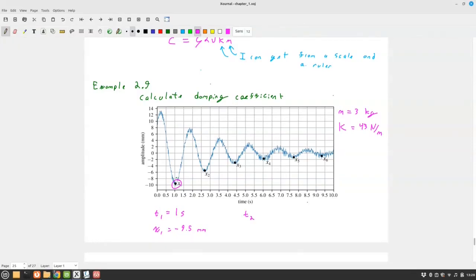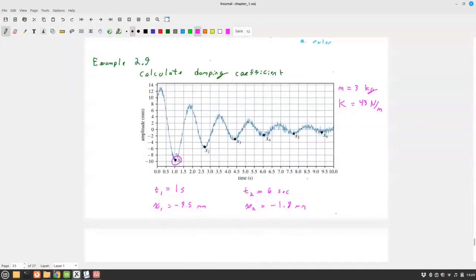And then t2, let's go ahead and take 4. That gets me out here. That gets me a number of iterations away, so I can average. And then let's say it's not quite negative 2. It's a little bit below. So we're going to go 6 seconds, and x2 is equal to negative, just go 1.8 millimeters, right? Your results may vary.